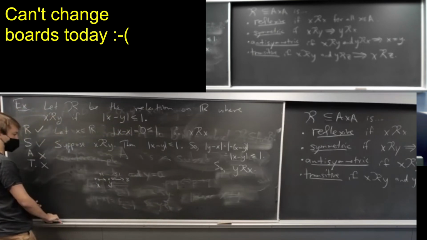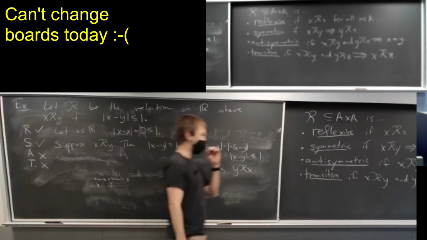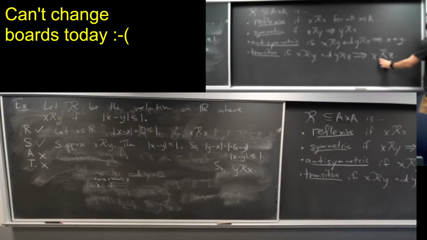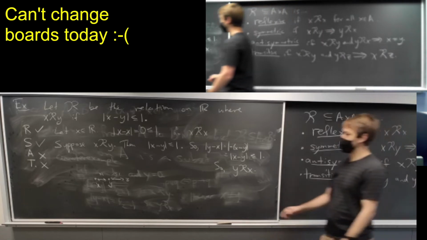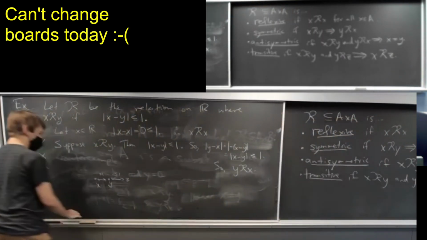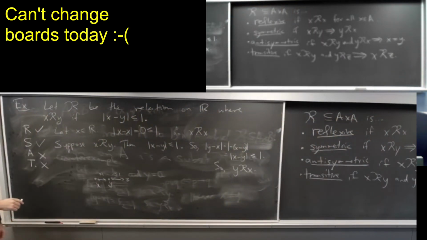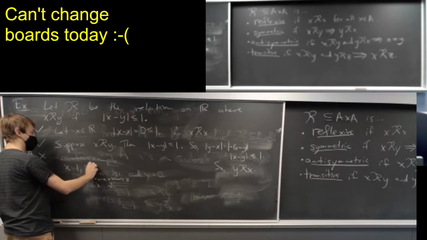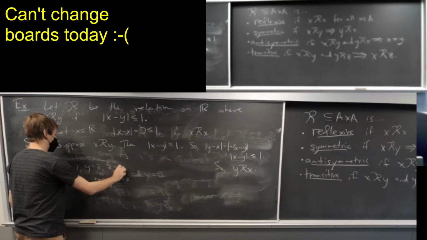A counterexample would be picking x, y, and z such that these things are true, but the conclusion is false. Anyone have an idea for a counterexample? Yeah. That'll work, yep. So is this what you said? x is 1, y is 2, z is 3? Yeah, that's a great example.